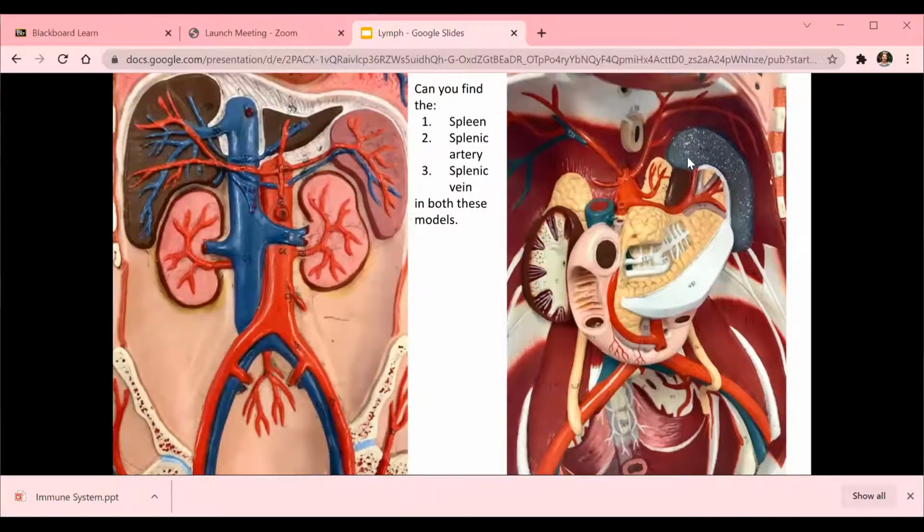In these 2 models, again, you can see the spleen. This is the spleen in the first model, and this is the spleen in the other model which we had in the lab. You can see the splenic artery and the splenic vein, and in this model, again, a splenic artery and the splenic vein.